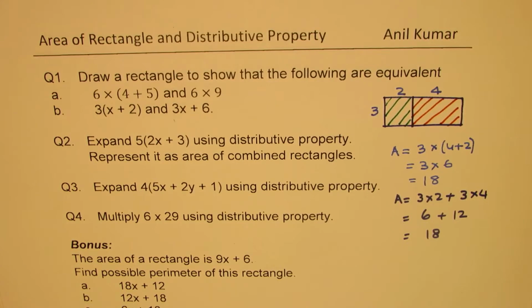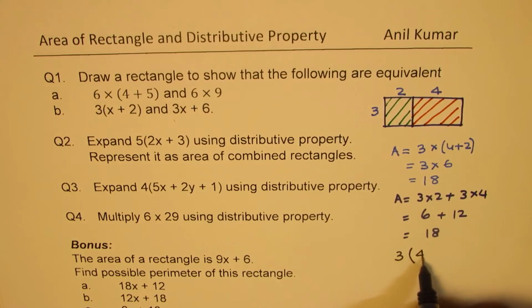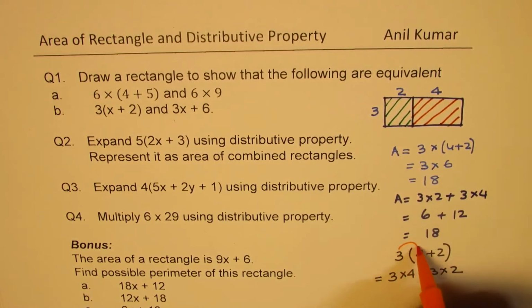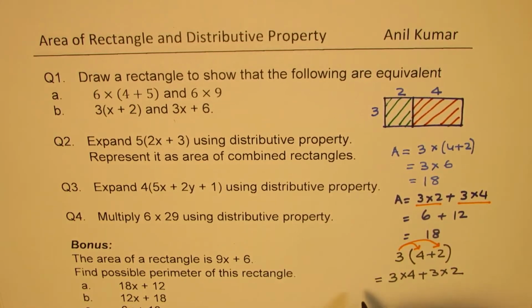So from here, we also see one thing, that is, if I'm going to multiply 3 by 4 plus 2, I could write this as 3 times 4 plus 3 times 2, right? That is to say, we multiplied 3 with 4 and with 2, just as we have shown here. Now this property is called distributive property. Clear?